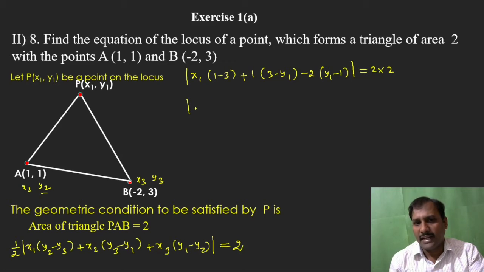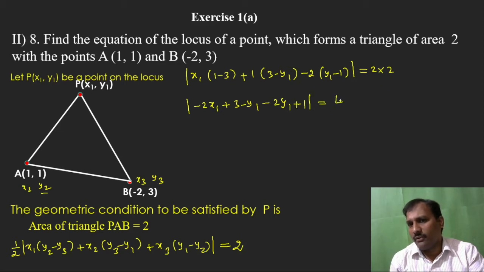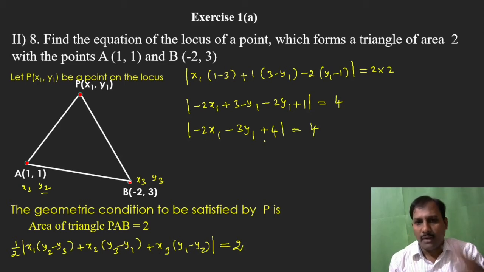1 minus 3 is minus 2, that is -2x1, plus 1 into (3 - y1), that is 3 - y1. Next, -2 into (y1 - 1), that is -2y1, -2 into -1 is +2, is equal to 4, since 2 twos are 4. Now -2x1 - y1 - 2y1, that is -3y1, plus 3 plus 2 is plus 5, is equal to 4. Again here we have the modulus, that is, we have to remove this modulus.